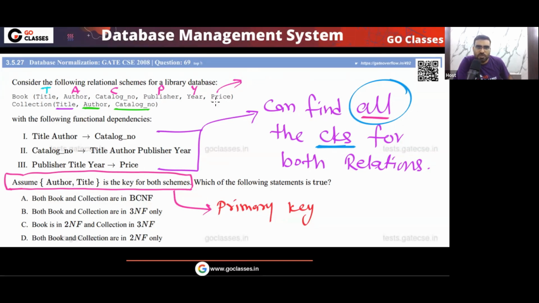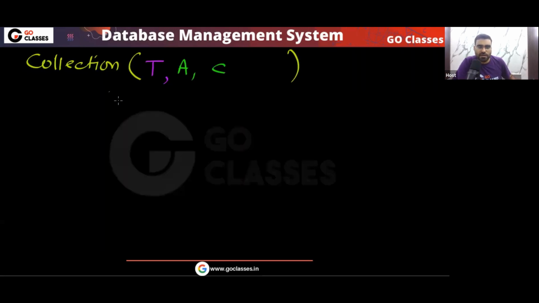For publisher, I'm using P. For price, I will just use something else, maybe rupees. Yes, price means rupees. Very good. For price, I will use R. R means rupees. Is this clear? Because I cannot use P for both of them, publisher comma price. Anyway, so this is your collection table.